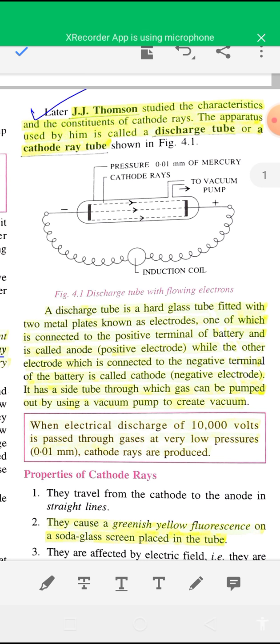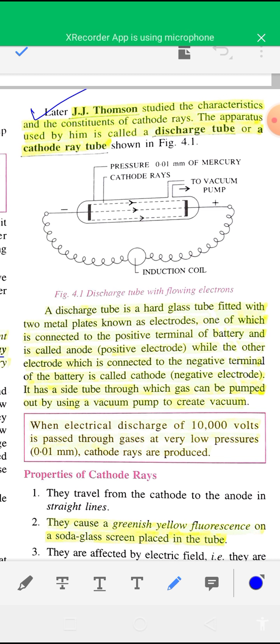So what was the cathode ray experiment or discharge tube? A discharge tube is a hard glass tube fitted with two metal plates known as electrodes, one of which is connected to the positive terminal of a battery and is called the anode. Anode is the positive electrode, while the other electrode, connected to the negative terminal of the battery, is called the cathode.